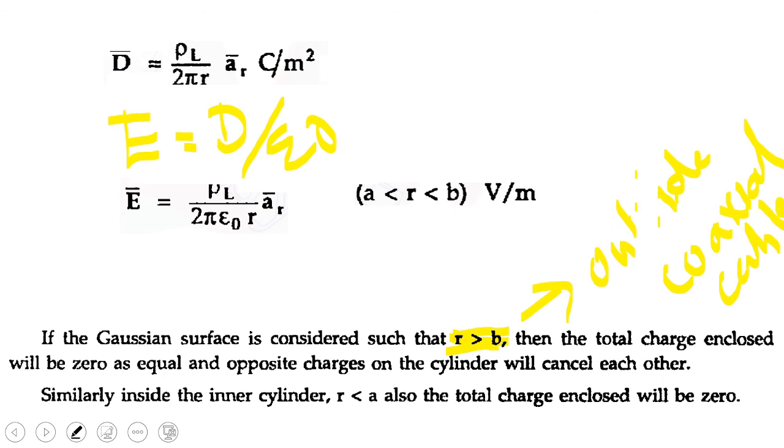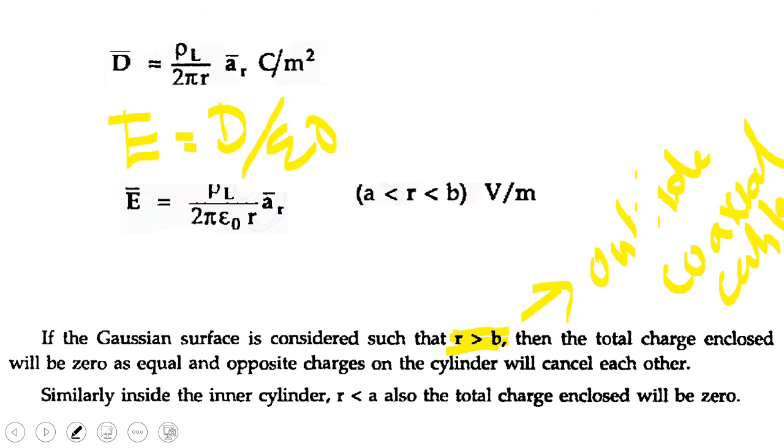If you take outside the coaxial cable, the total charge enclosed will be 0 as equal and opposite charges on the cylinders will cancel each other. How? Inner conductor plus, outer conductor negative. We are taking outside the coaxial cable, so inner conductor plus and outer conductor negative will cancel each other. So you will get 0. The total charge will be equal to 0. So D is also equal to 0.